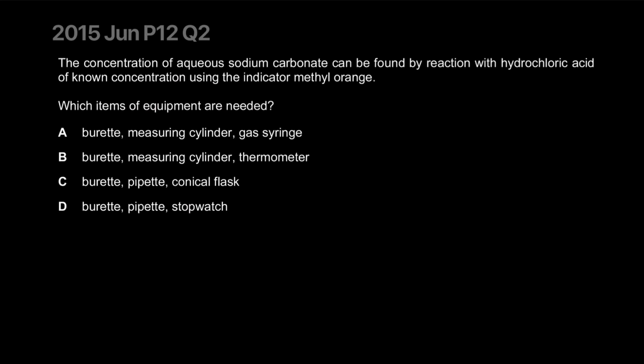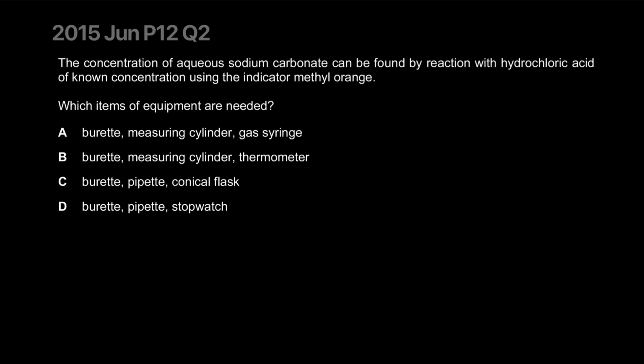The concentration of aqueous sodium carbonate can be found by reaction with hydrochloric acid, of course, of known concentration using the indicator methyl orange. So essentially they're doing a titration reaction. Which items of equipment are needed? So you tell me. Burette, measuring cylinder, gas syringe. A gas syringe is not really needed, because it is used to collect the carbon dioxide gas, but you don't need it because the indicator will tell you when it is done. So you just wait for the color change, right? Burette, measuring cylinder, thermometer. You don't need a thermometer either, right? Burette, pipette, conical flask. That's a classic titration setup.